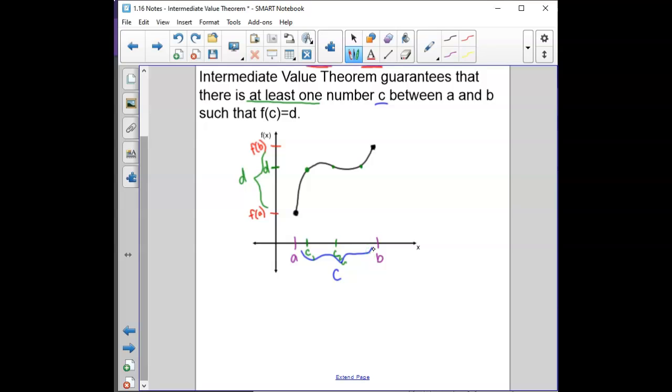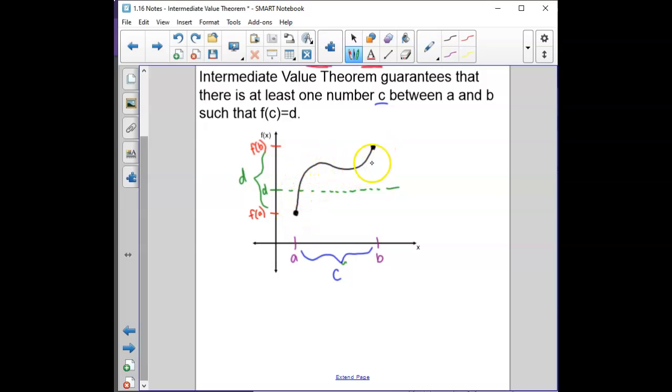If D, let me erase this stuff. If D instead were right here, then we would just have this one single point right here. So my C would be right here. So what we're really thinking about here is wherever that D falls, it's between f of a and f of b. And so what we're really saying is if you're going from this point down here to this point up here, you've got to cross D.